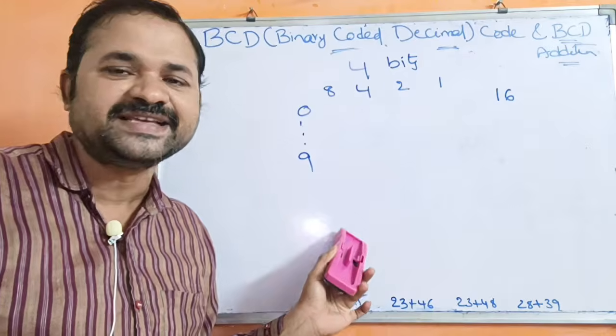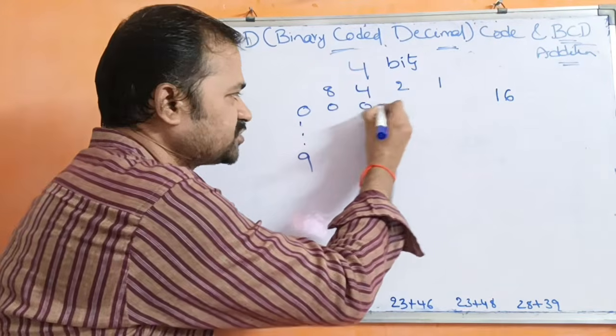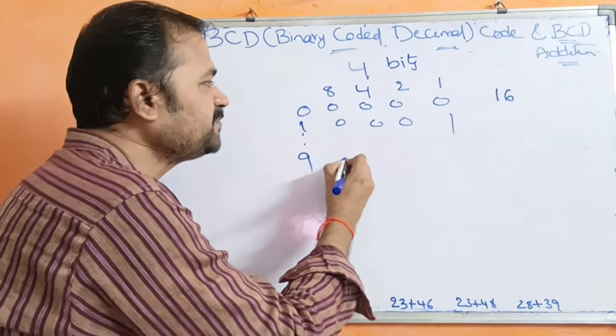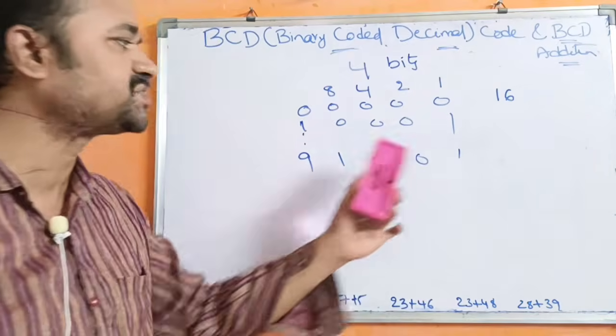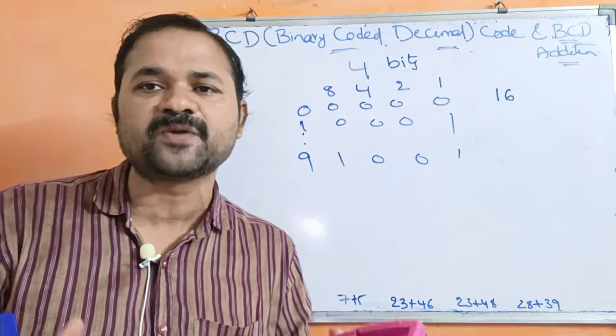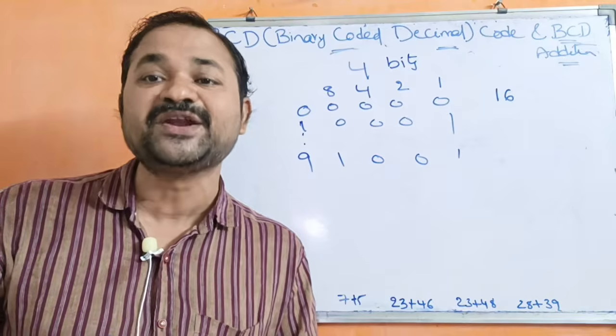BCD notation is equivalent to binary notation. So 0 means all zeros, 1 means 0001, and 9 is a sum of 8 and 1, so 9 means 1001. But we can't represent numbers from 10 to 15 directly. So how can we represent numbers from 10 to 15?